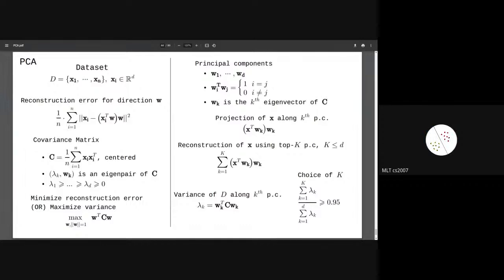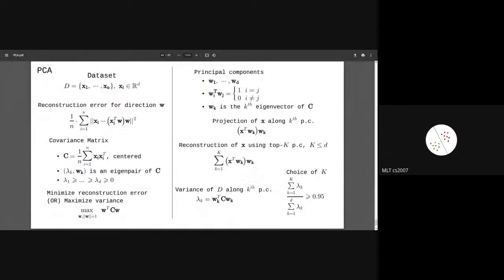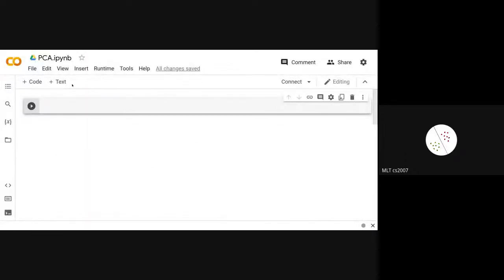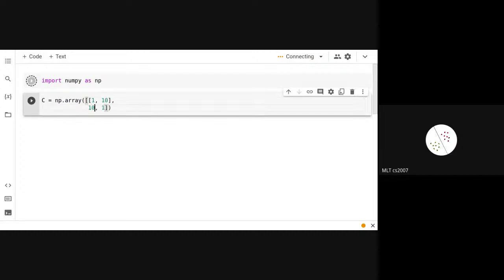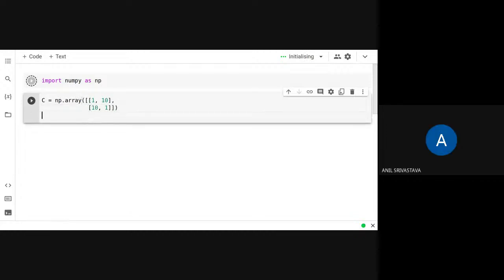Okay, so that's because you are probably using a very generic command. There is a specific one for symmetric matrices. Let me explain that part. I have a Colab in front of me, so let's take one symmetric matrix. Assume that is how the covariance matrix looks like. Let's say it looks like 1, 10, 10, 1. So this is some covariance matrix for a two-dimensional data set, two by two.